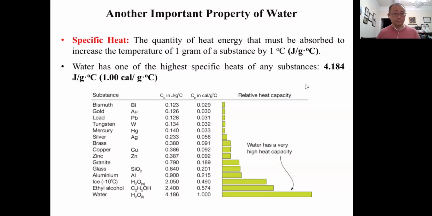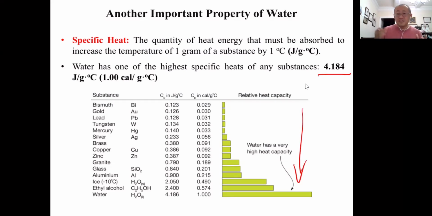Water has the highest specific heat of any substance. The value is 4.184 joules per gram per degree Celsius. So if you want to raise the temperature of 1 gram of water by 1 degree, you need 4.184 joules of energy, which is higher than all other substances. You can see the specific heat of water is higher than metals, non-metals, and mineral substances.